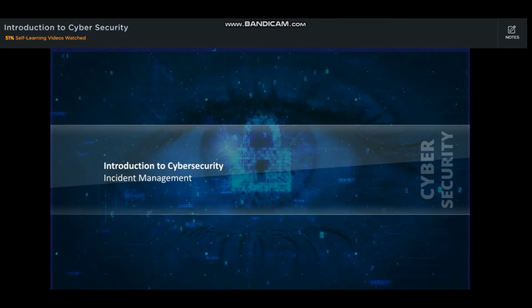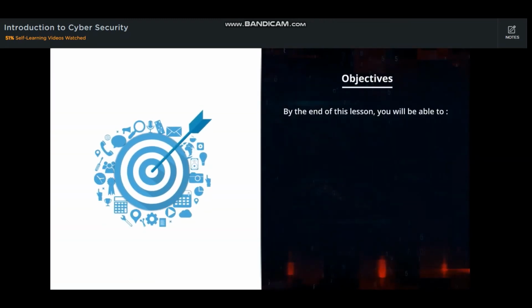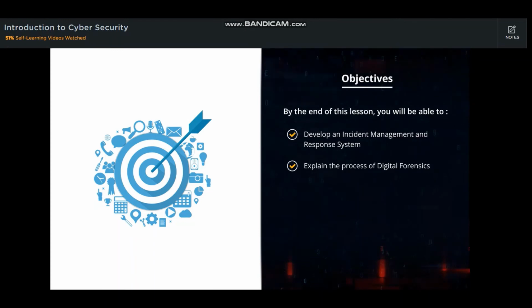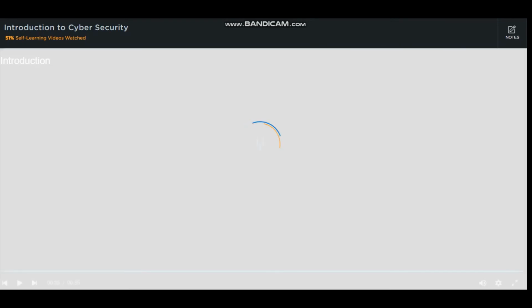Incident management. By the end of this lesson, you'll be able to develop an incident management and response system, explain the process of digital forensics, describe business continuity and disaster recovery.